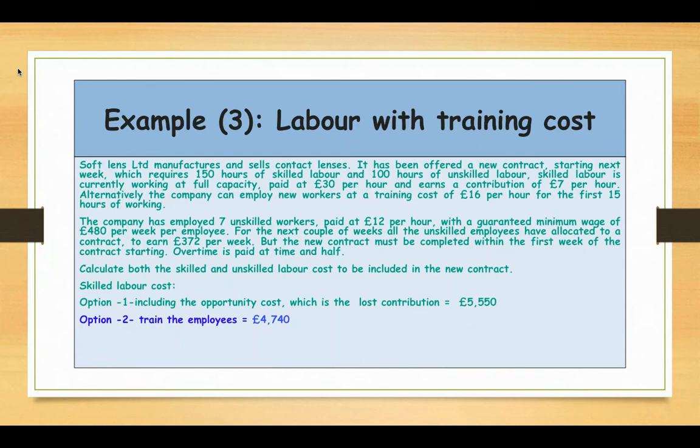£4,740. As we know, we always have to go with the lowest cost. So for skilled labor, we are going to go with option 2, which is £4,740. Now we look at the unskilled labor cost.